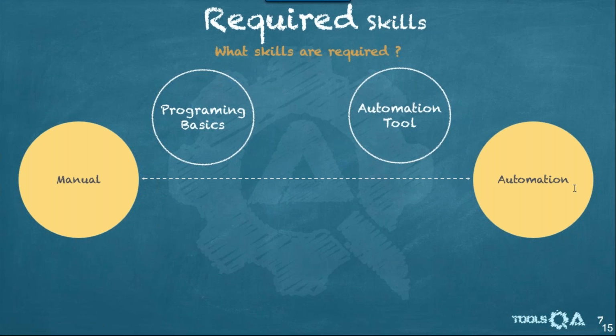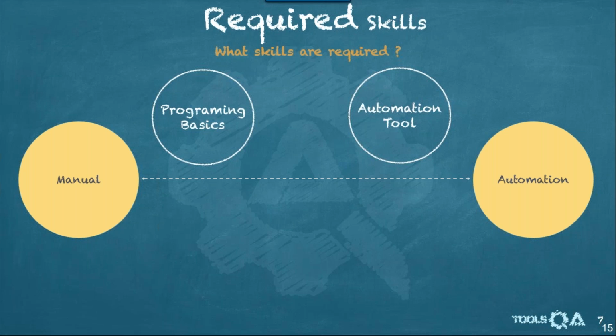So once you are good with programming basics, pick up an automation tool. It could be QTP, it could be Selenium, it could be Test Complete, it could be SOAP UI, it could be anything. But it should be something that is relevant to your job set, whatever you are doing right now. So for example, if you are into web testing, if you are into web applications, the tool that you would definitely look for is Selenium.